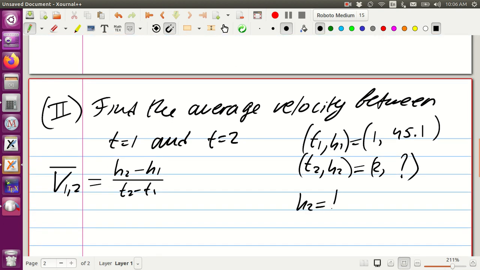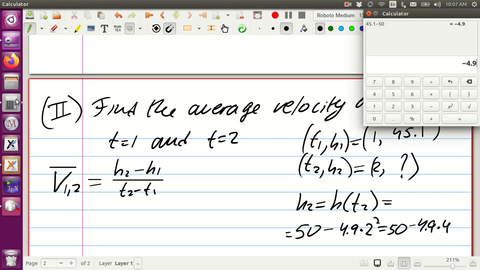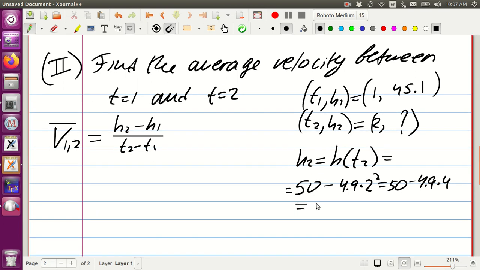So to find h2, we have to calculate h of t2. To calculate h of t2, we have to take 50 and subtract 4.9 times 2 squared, or 50 minus 4.9 times 4. So let's do this out. We'll take 50 minus 4.9 times 4. So we're going to get 30.4. So 30.4, that's our h2.